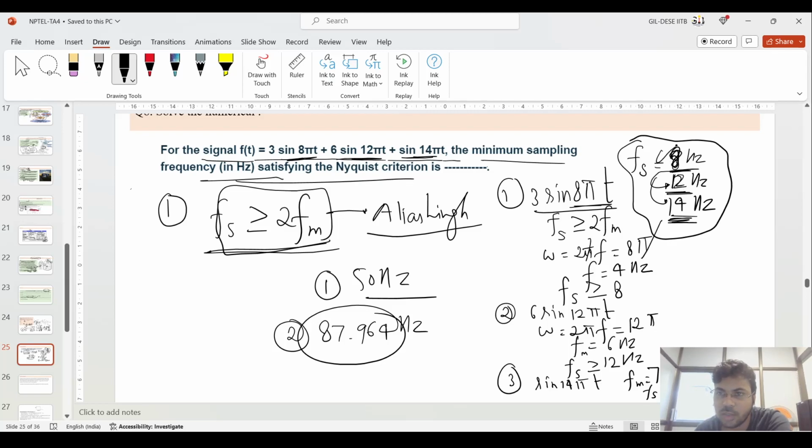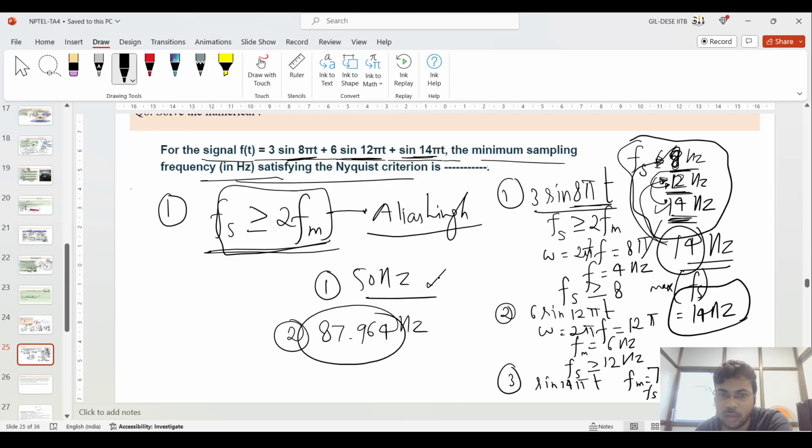Okay. If you take the sampling rate of 12 samples per second, then 8 can be extracted from that, but the 14 will have a problem, because it comes in the higher range of sampling frequency. But if you choose 14 Hz as the critical sampling rate, you can extract the 12 Hz signal completely and also the 8 Hz signal completely. So what will be the sampling rate? It will be the max of these Fs, so it should be 14 Hz, not 50 Hz, not 87.964.